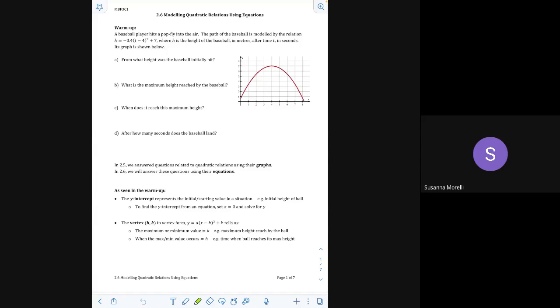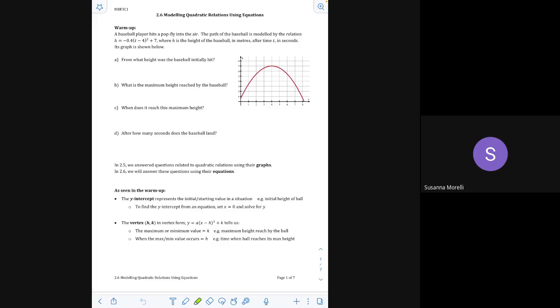Okay, so let's look at modeling quadratic relations using equations. All right, so we have a baseball player who hits a pop fly into the air. The path of the baseball is modeled by the relation, and there's the equation, h is equal to negative 0.4 (t minus 4) squared plus 7. h is the height of the baseball in meters, and t is the time in seconds. And then they also have a graph there for you.